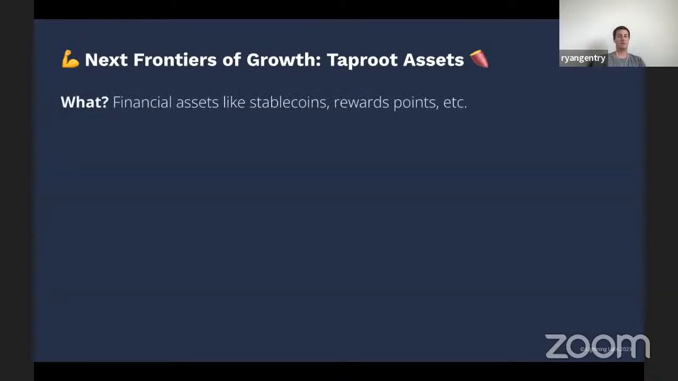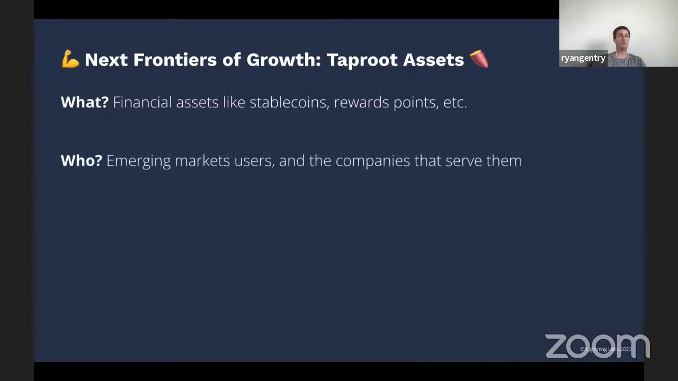So what assets do we expect to be issued on Taproot Assets? Financial assets, stablecoins, rewards points, and down the road, maybe more advanced financial assets. Who do we expect to be the users to go after? Emerging markets users and the companies that serve them, right? And I think Bitcoin, again, is a global community, so there's a ton of potential all around the world for these kinds of things to happen.